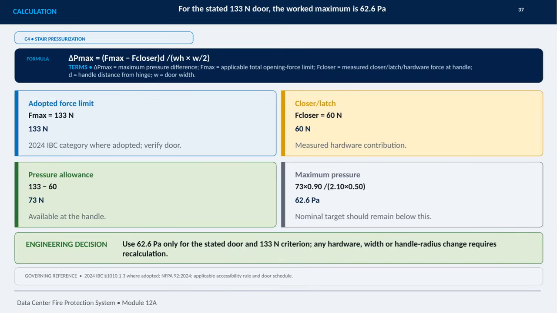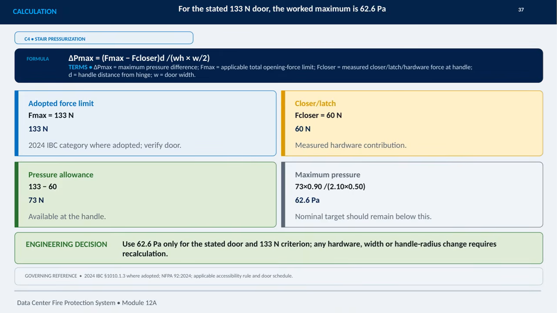This slide works through the maximum pressure calculation for the stated 133 Newton door. The governing relationship compares the total opening force limit with the force already consumed by the closer, latch, and hardware, then accounts for the handle distance and door width. Here, the adopted limit is 133 newtons, while the measured hardware contribution is 60 newtons. That leaves 73 newtons available at the handle.